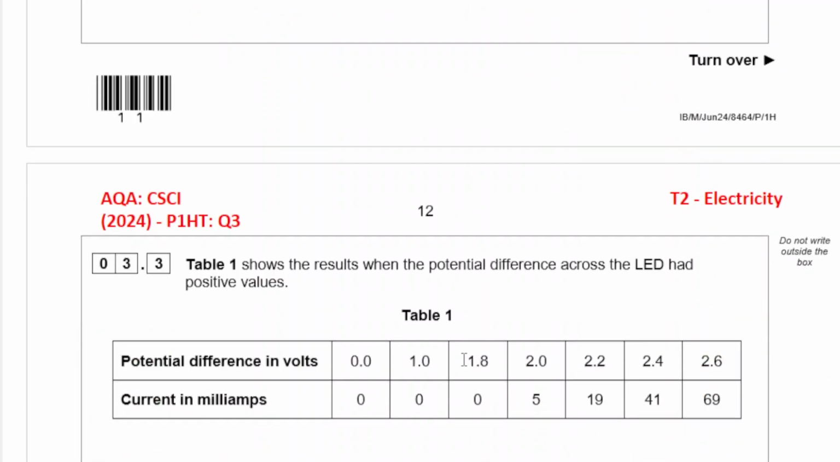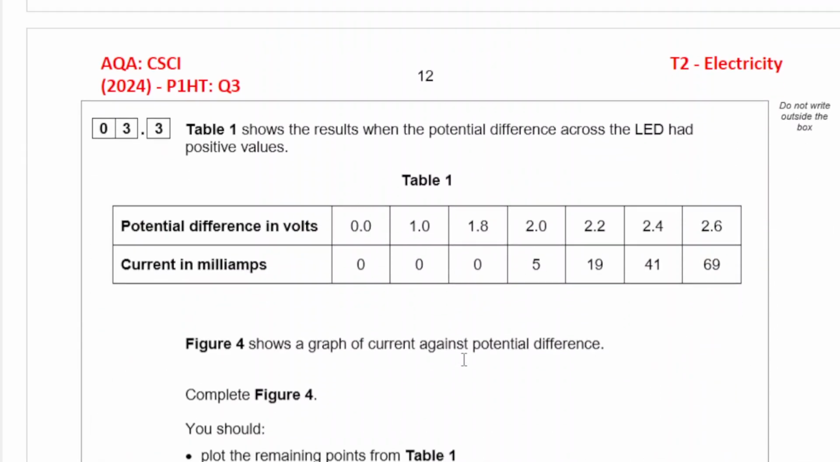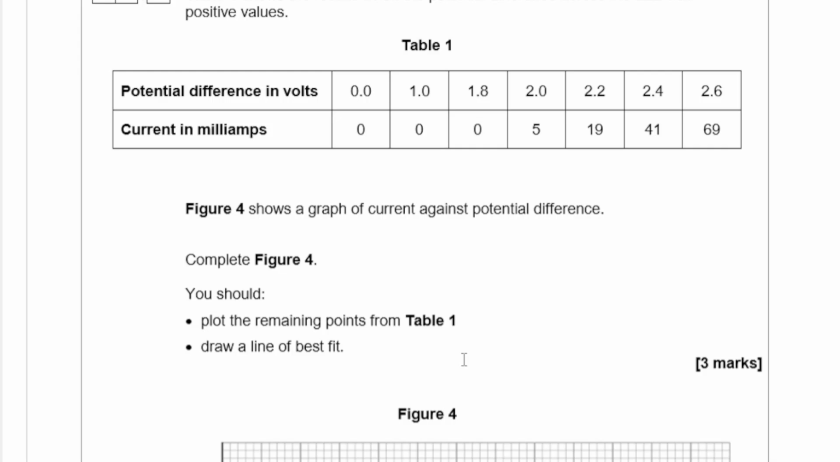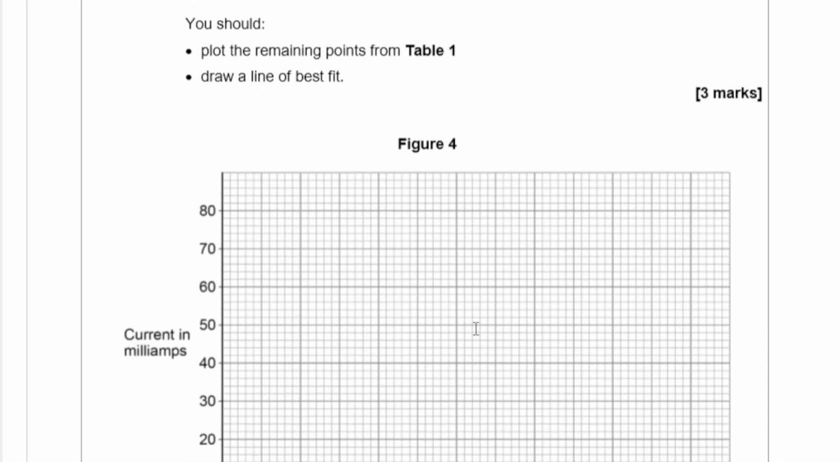Next question. Table 1 shows the results when the potential difference across the LED had positive values. So you're starting at 0 and ends up at 2.6. Current in milliamps goes from 0 to 69. Figure 4 shows a graph of current against potential difference. Complete figure 4, plot the remaining points from table 1, draw a line of best fit.